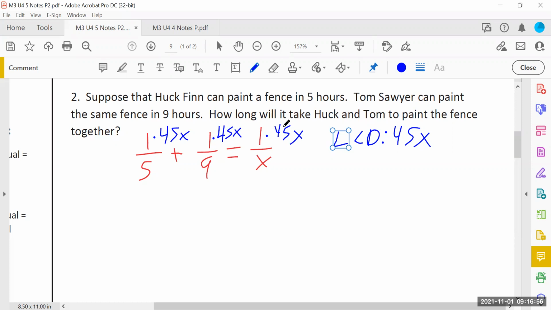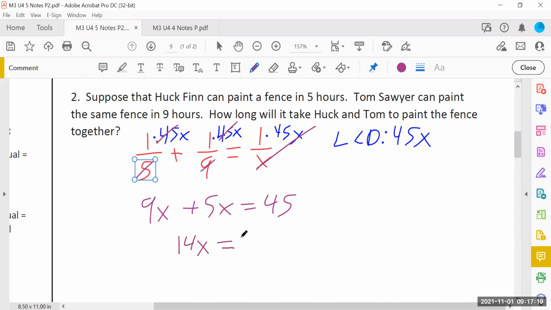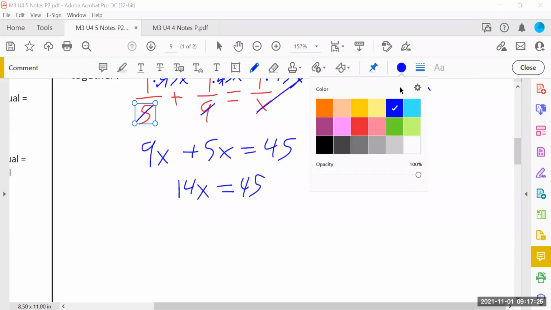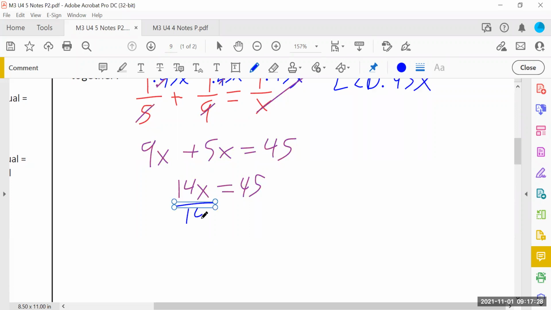So now, it should all reduce real nice. 5 goes into 45 9 times, so 9x. 9 goes into 45 5 times. X is reduced to 1. 9x plus 5x is 14x. And divide both sides by 14. X equals 45 over 14, or about, grab a calculator if you want to check.